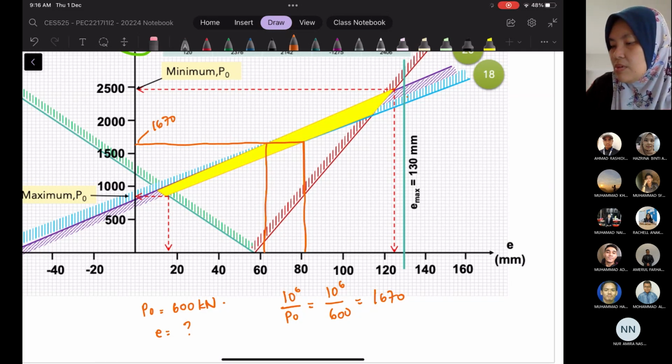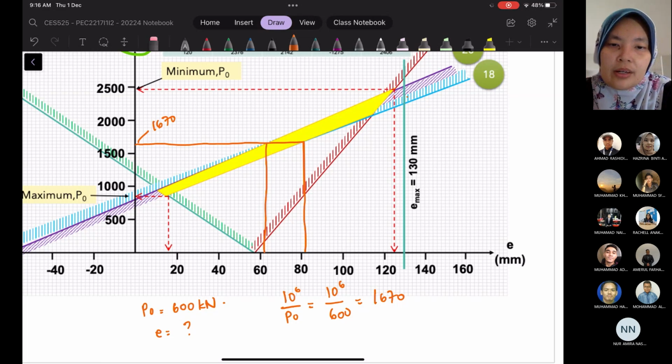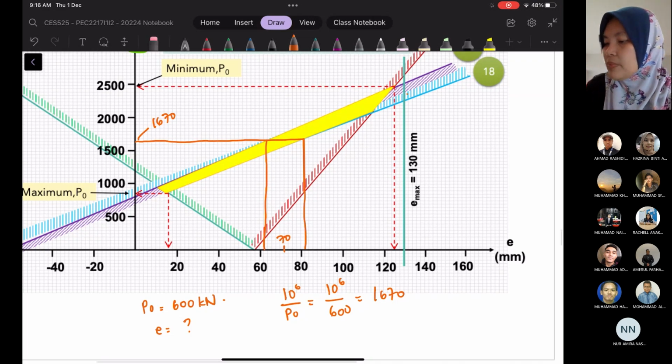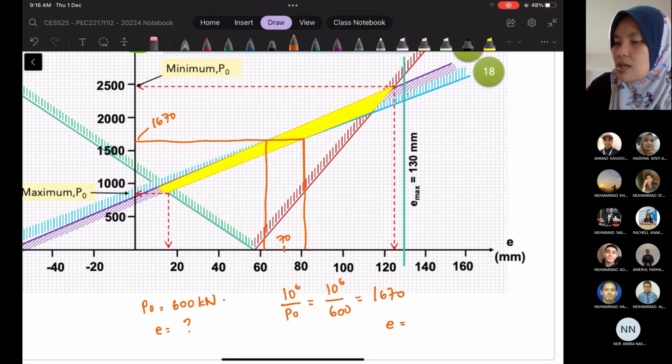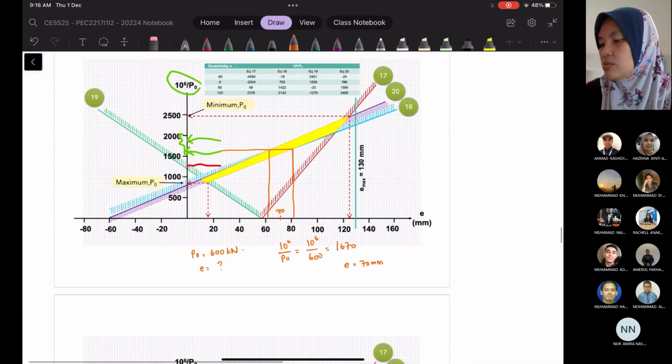Right. So we have the range of eccentricity in between 60 to 81, approximately 81, 82. Let's say here we change the eccentricity to 70. So P naught is 600. Instead of using 700, now we change it to 600, with the new eccentricity of 70 mm. So we can change that.